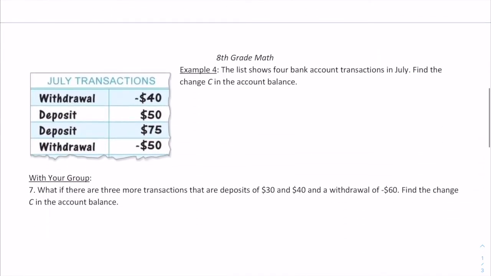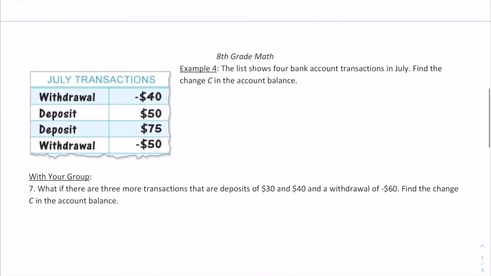All right, moving on to example number 4. The list shows 4 bank account transactions. In July, find the change C in the account balance. Okay, so now let's take a look. It looks like I withdrew $40, I'm losing $40, and then I added 50. So I have negative 40 plus 50. Notice how my signs are different, so I'm going to use subtraction, right? So 50 minus 40 is equal to 10. My final answer is positive because 50 is bigger. So after here, I have $10.